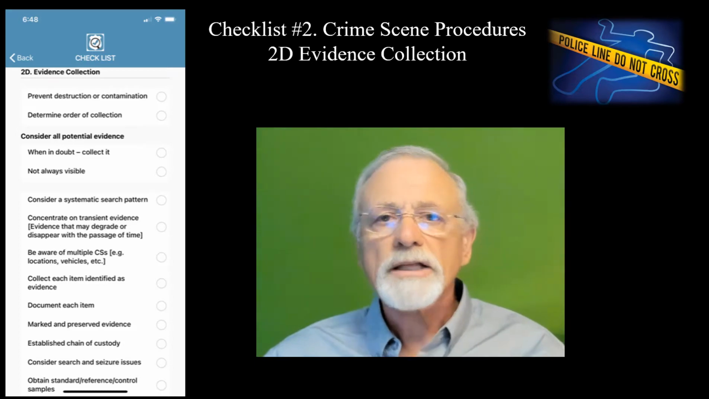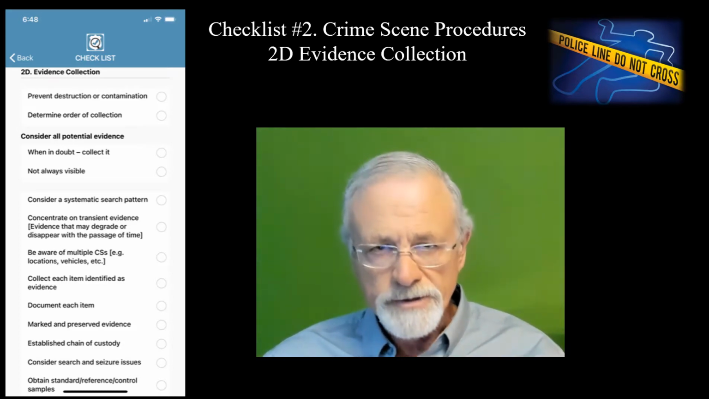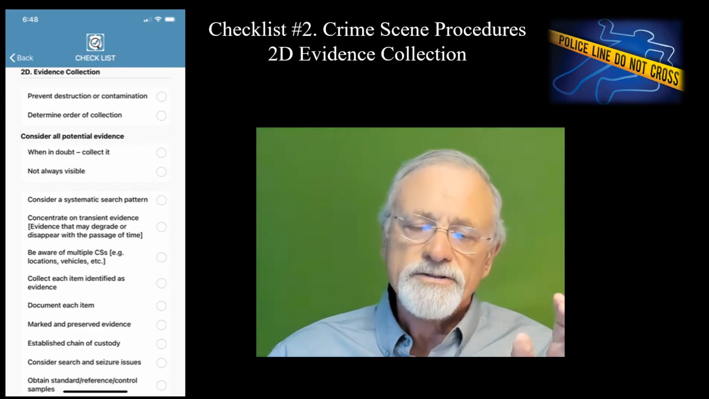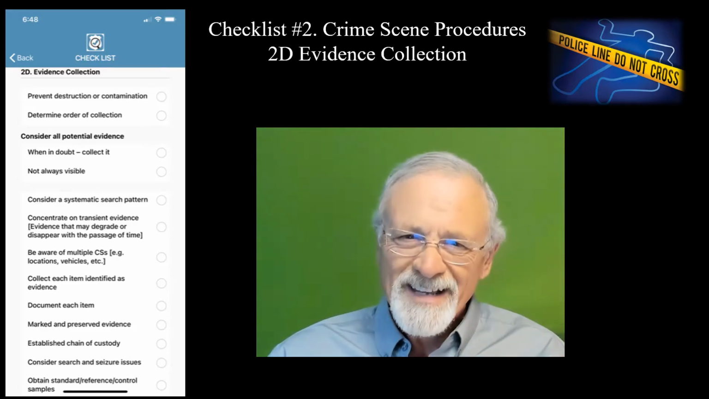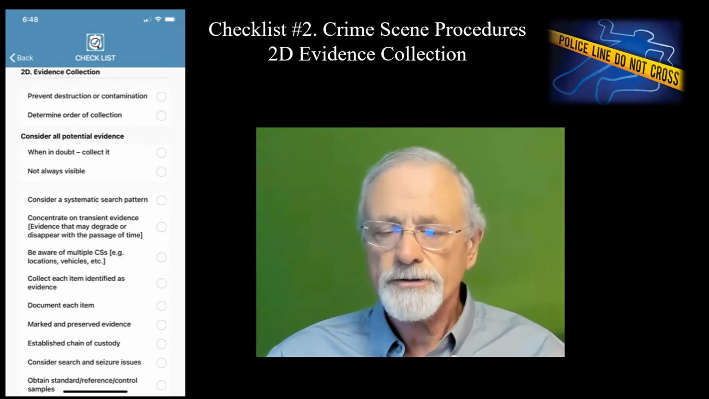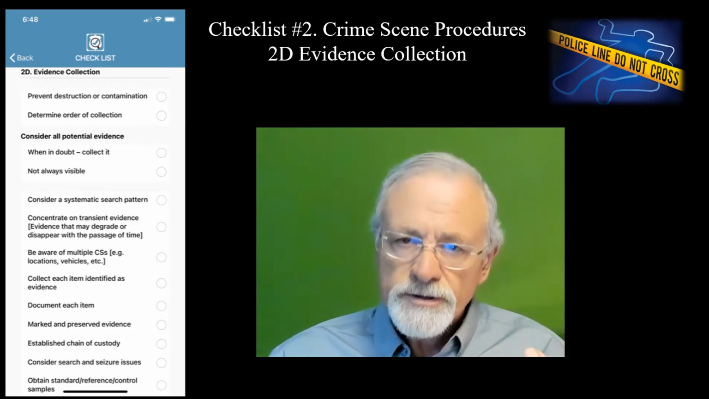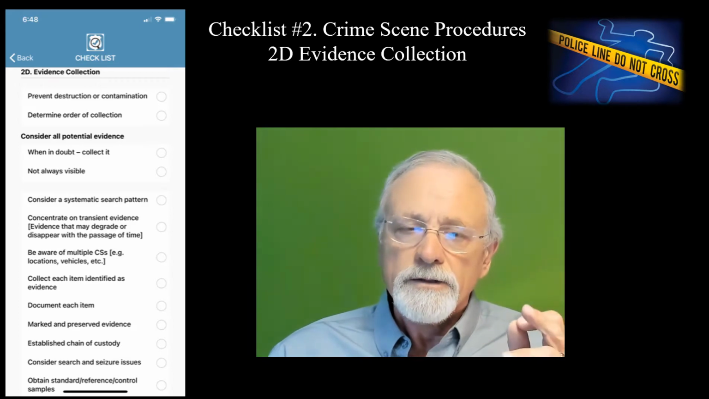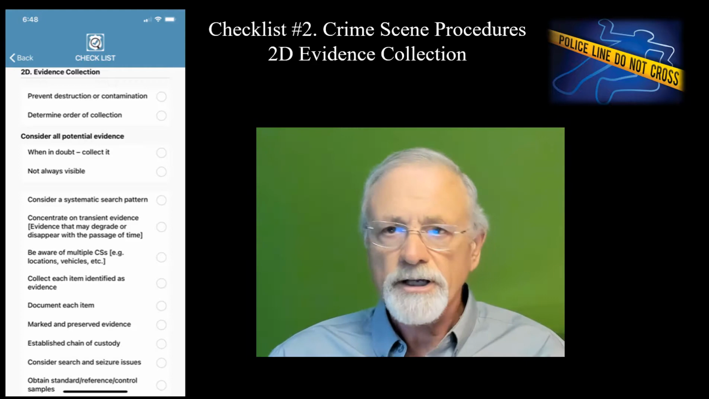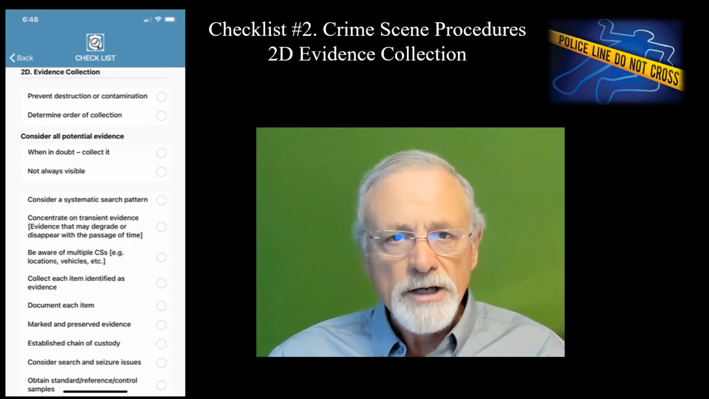Okay, let's go to checklist number 2, crime scene procedures. Now remember, the C.S.I. Checklist app is there to help you not forget to do any steps. It's not that you don't have the knowledge and the training, it's to ensure consistency and to ensure that you don't miss anything. So let's look at evidence collection, which is subsection 2D.